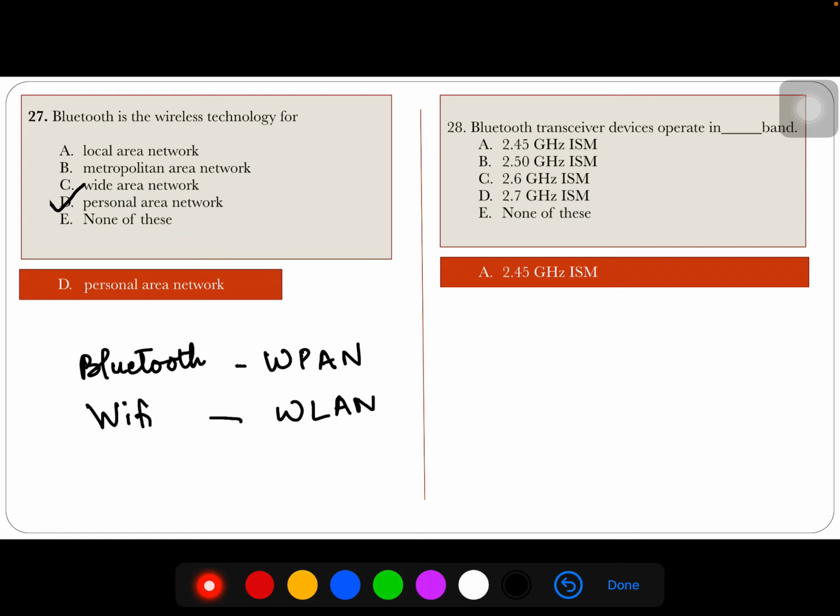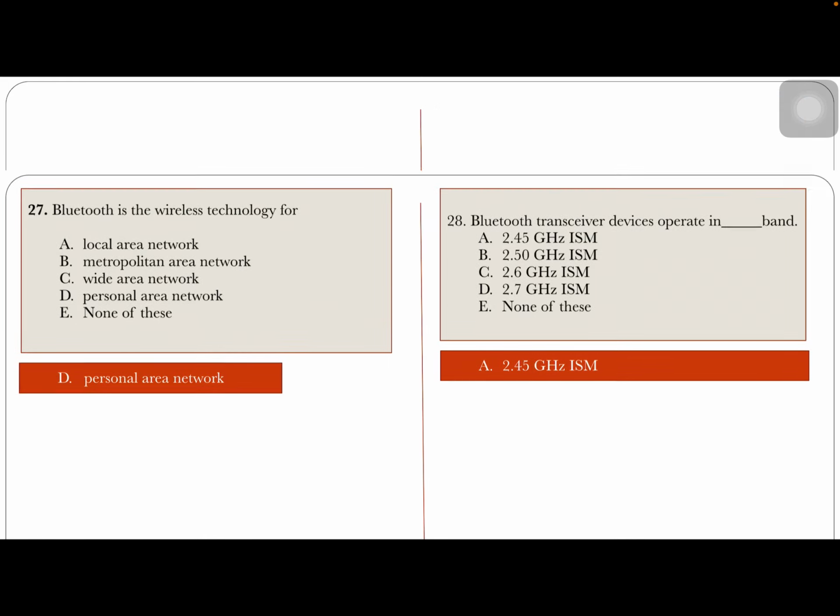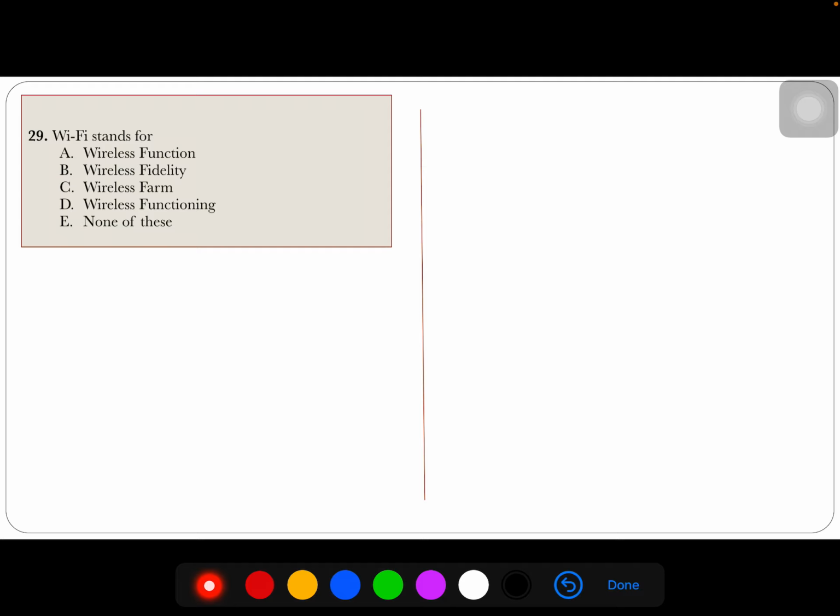Next question. Bluetooth transceiver devices operate in which band? See, Bluetooth and Wi-Fi both operate in the 2.4 gigahertz band. ISM means industrial, scientific and medical band. So basically this band is 2.4 gigahertz, and this band is popular because here the interference is less and the area of coverage is more. So A is the correct option. Okay. Next question. Wi-Fi stands for, so what is the full form of Wi-Fi? It is wireless fidelity. So the correct option is B.